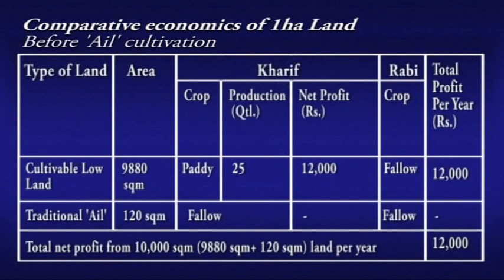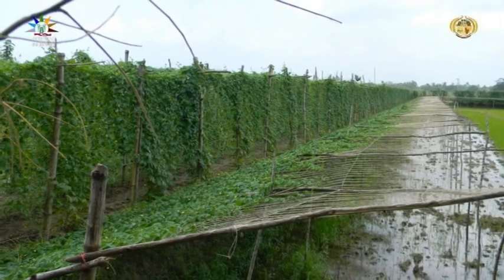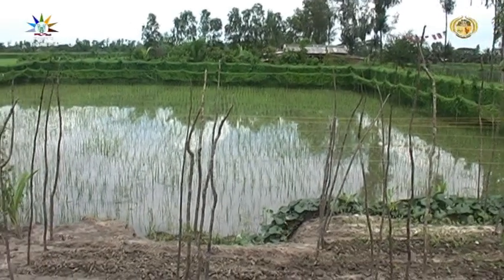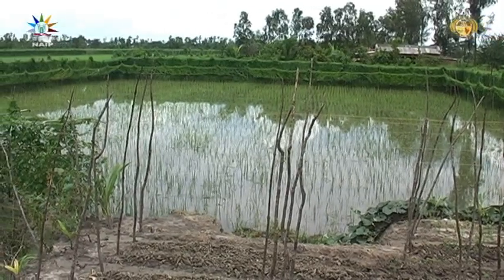Before ale cultivation in Rabi season, the total land remains fallow, providing a meager amount of Rs 12,000 from 1 hectare of land throughout the year. In the modified system of ale cultivation, French bean, tomato, etc. in Rabi and okra, bitter gourd, etc. in Kharif season are cultivated on ale, including paddy-cum-fish culture in the main field, resulting in more than rupees 20,000 per hectare as net profit.